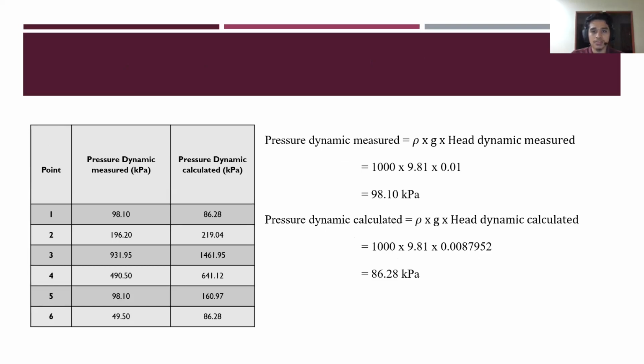The measured dynamic pressure is rho, which is the density of the water, times the gravitational acceleration times the measured dynamic head. Rho is 1000, times 9.81, the gravitational acceleration, times 0.01, the measured dynamic head. The measured dynamic pressure is 68.10 kilopascal. The calculated dynamic pressure uses the same formula, rho g h, and the answer is 66.28 kilopascal.